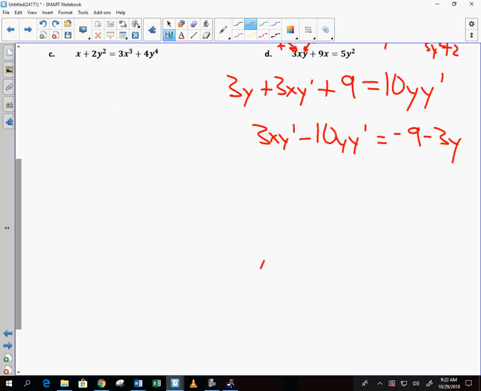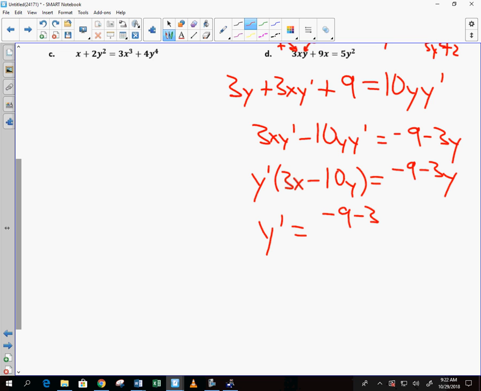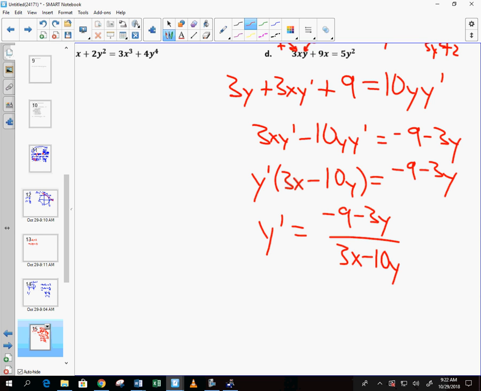Now what? Isn't factoring awesome? I mean, it's so useful. Gigi even wants to factor when she doesn't have to. It's like, hey, this is just going to make me feel better, so I'm going to factor. And we get y prime is equal to negative 9 minus 3y over 3x minus 10y. That's your derivative. Isn't it beautiful? Over 10y minus 3x.